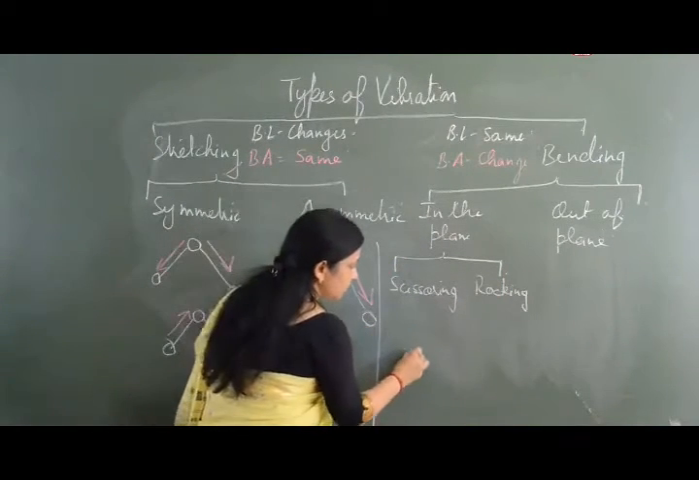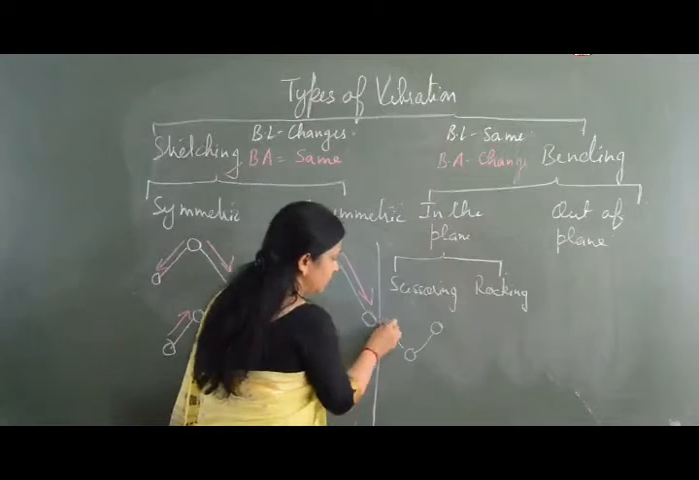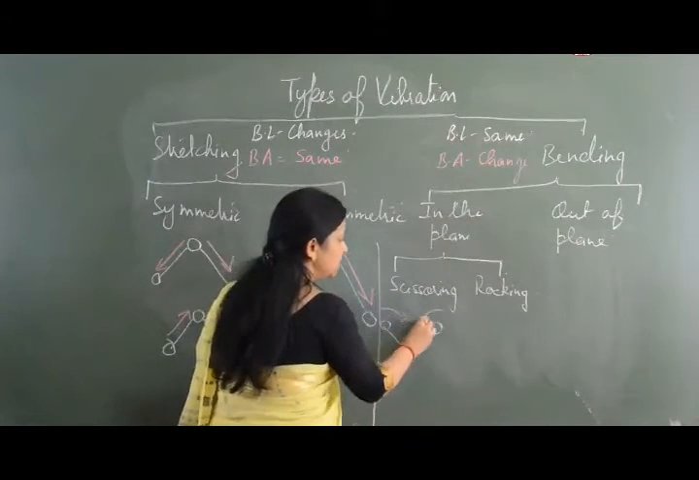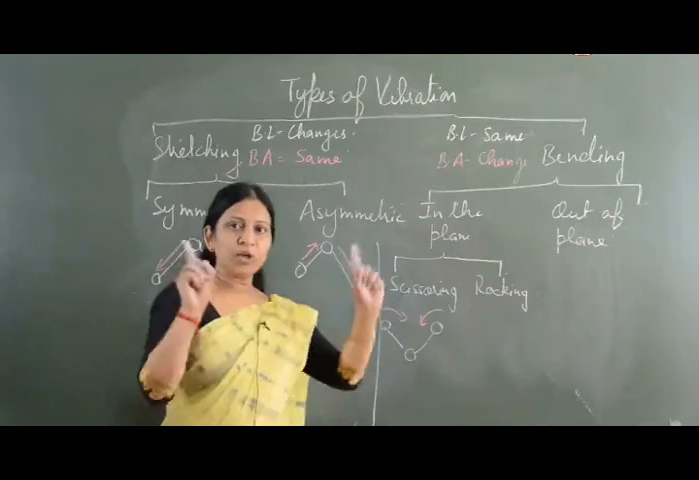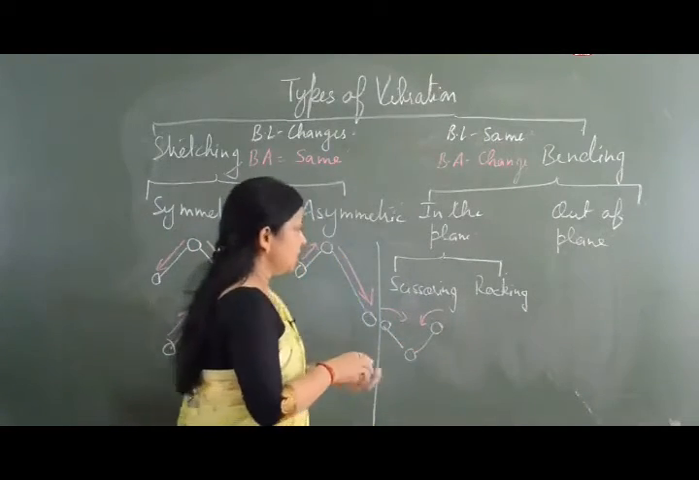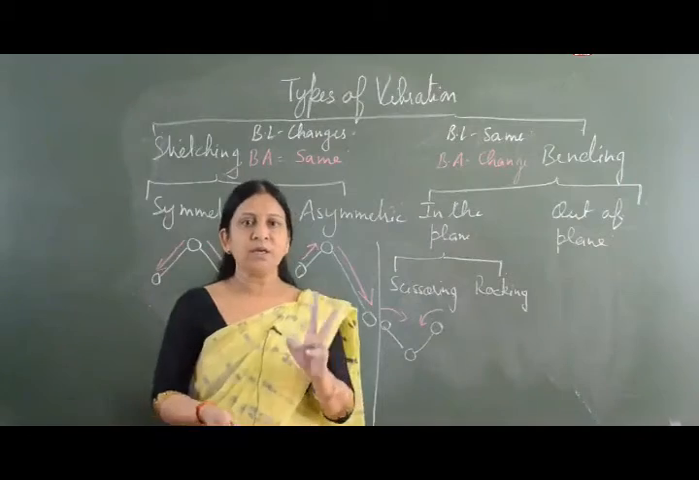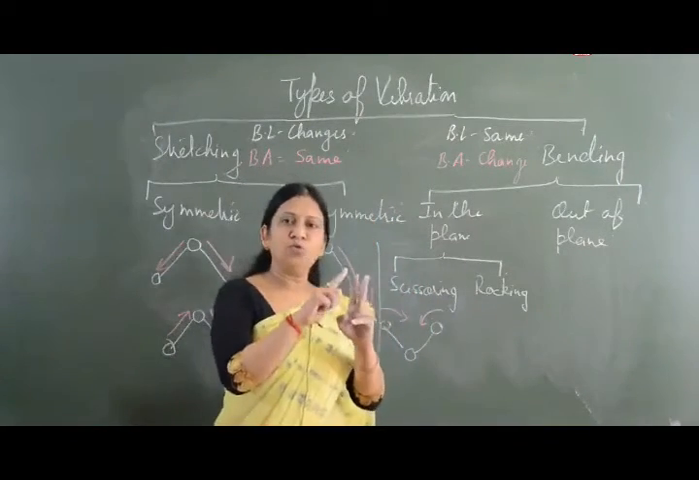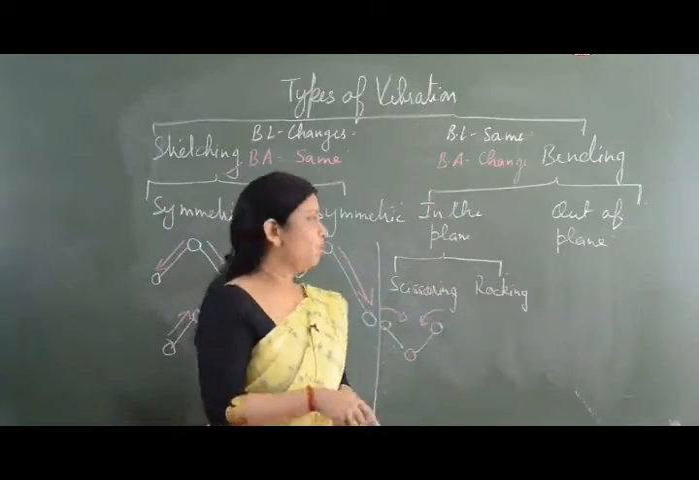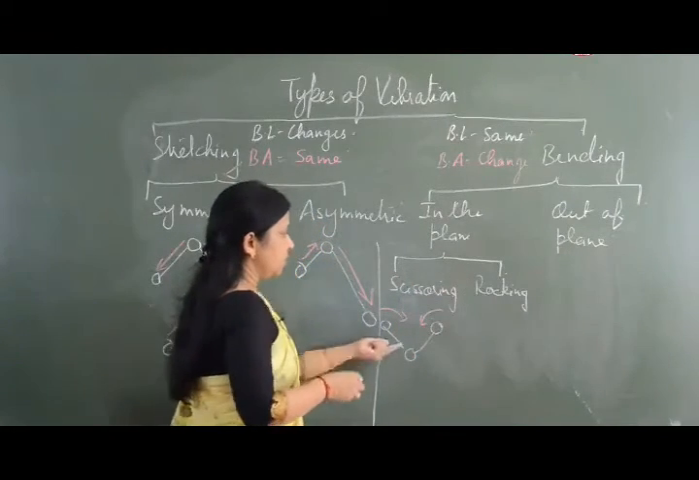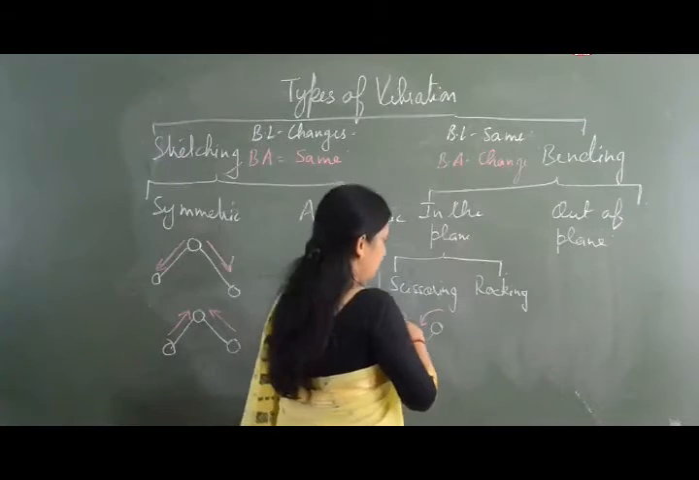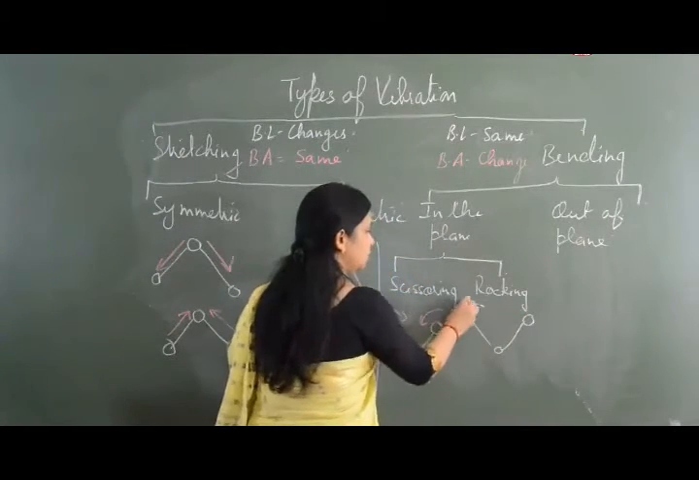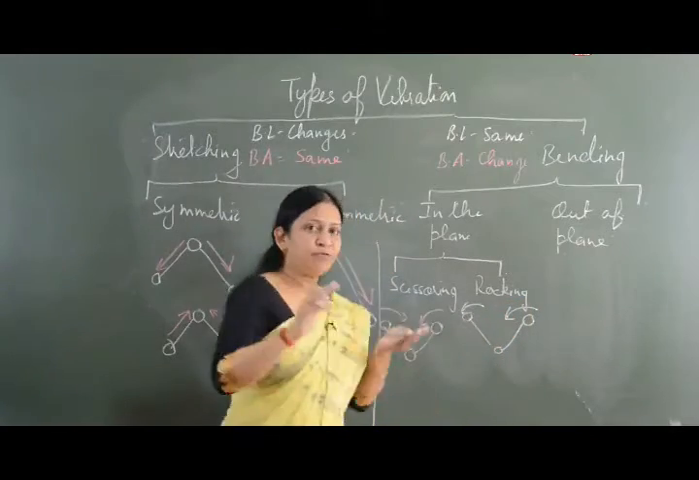Scissoring means if these are the three bonds, then the two bonds are going to move towards each other or they are going to move away from each other. That is known as scissoring. Scissoring is the movement of bonds like a scissor. Either they are going to move towards each other or they are going to move away from each other.